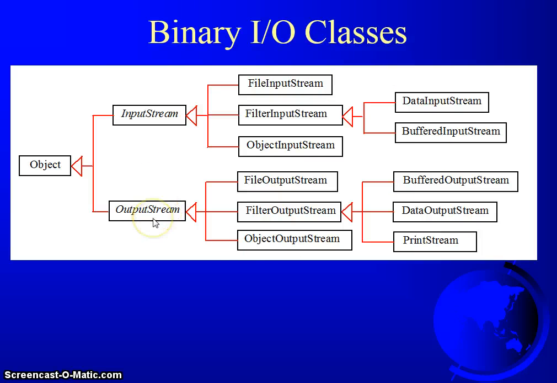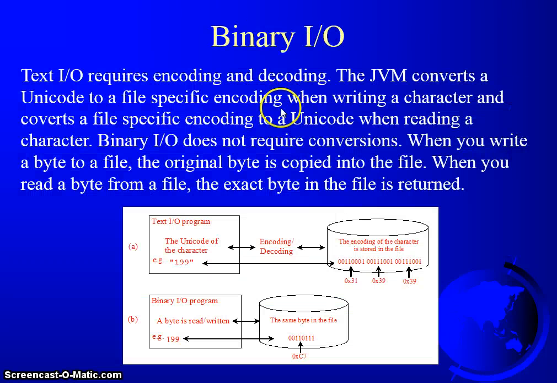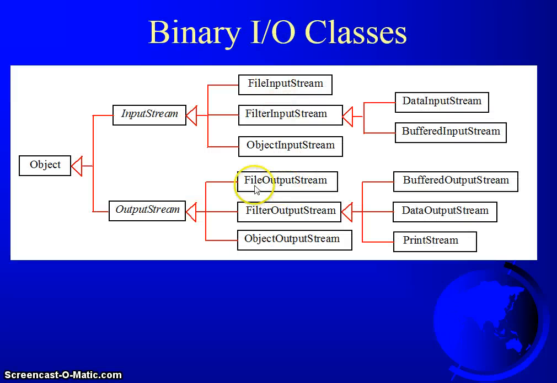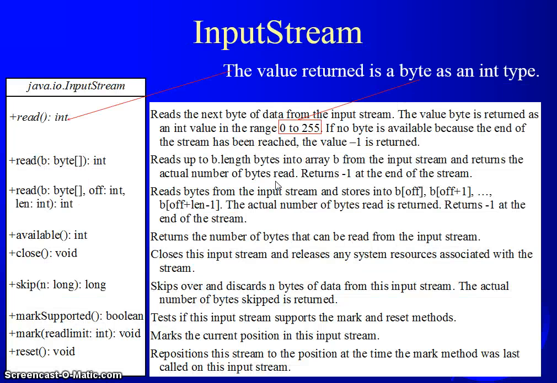Like InputStream in text, it's going to be what? Scanner class, right? OutputStream in text is going to be PrintWriter, but this is binary I/O. We use FileInputStream and FileOutputStream a lot, and we're going to see an example.